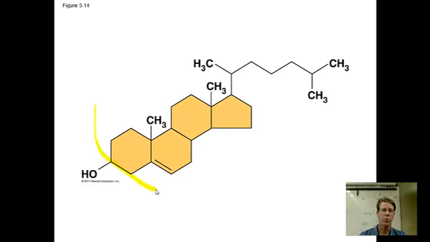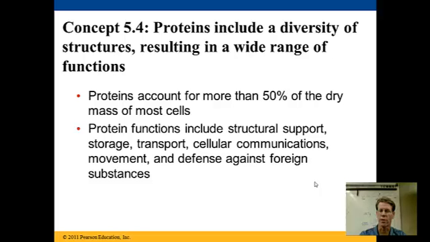Here are those fused rings that we were talking about previously. This is a molecule of cholesterol, and you can see we've got some methyl groups and a hydroxyl group as we review our functional groups. And that brings us to proteins, so I'm going to stop right here.